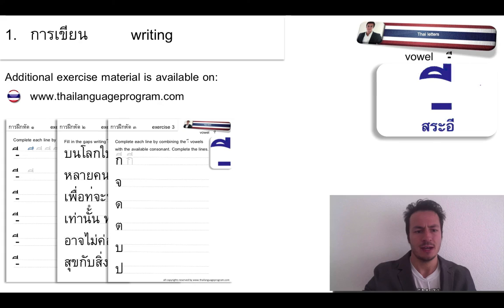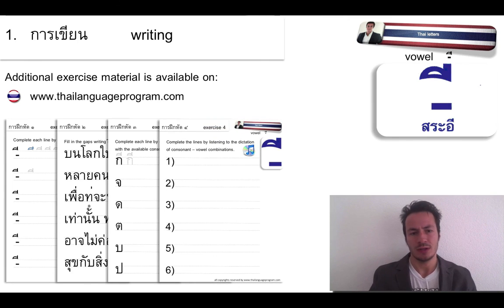And the third exercise will let you deal with consonant-vowel combinations. And the fourth exercise will target the audio part, so basically recognizing and listening to Thai syllables which use the consonants we've already learned and also the vowels we've already learned. So that might be a very fruitful exercise for you to do.